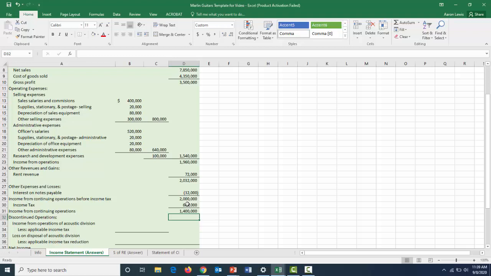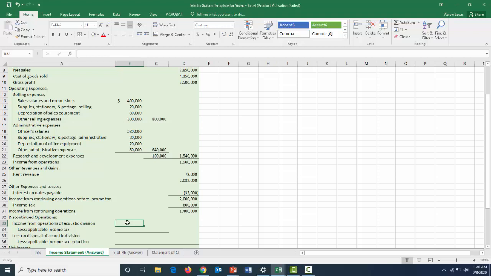That line lets users of our information know, okay, that's what we can expect to see next year. Like all of the things that they did last year that they're going to continue to do next year led to $1.4 million in income. But that's not all that Marlin had. They discontinued an operation. They got rid of that acoustic division, which means we also need to disclose how much income, or maybe a loss, can be attributed to this discontinued operation of the acoustic division.